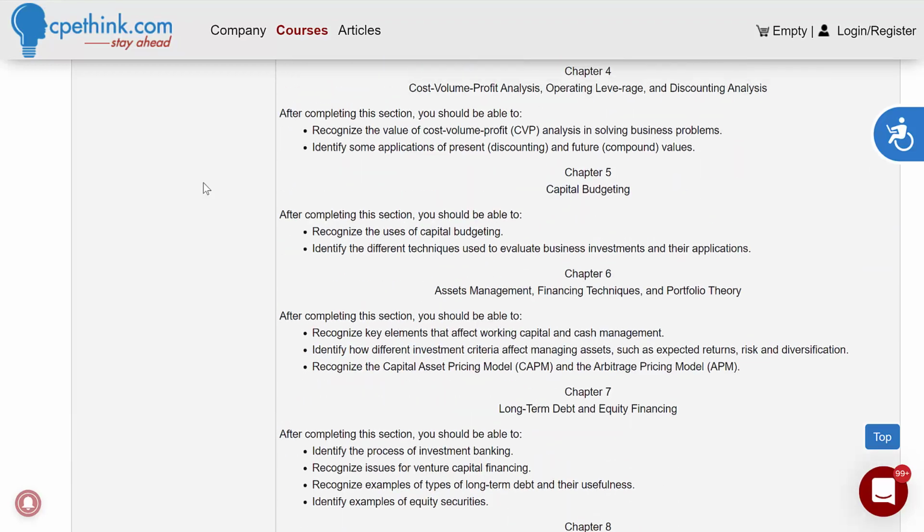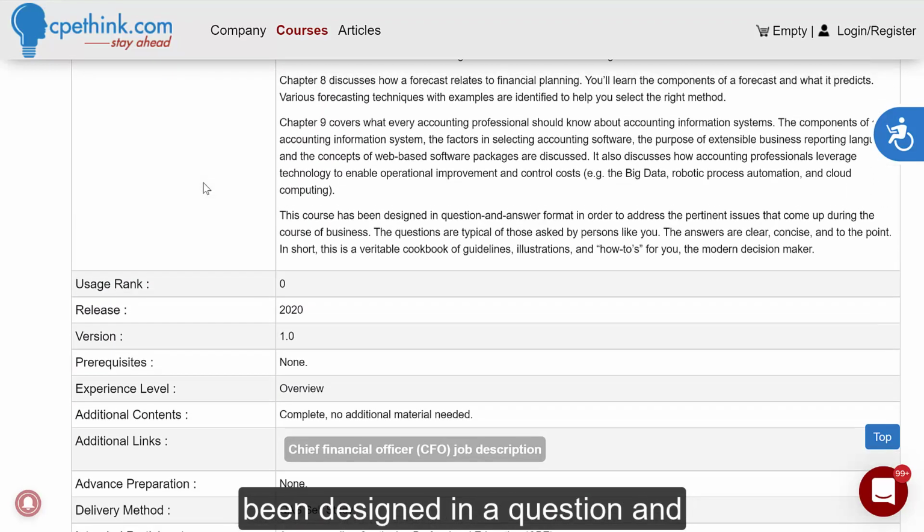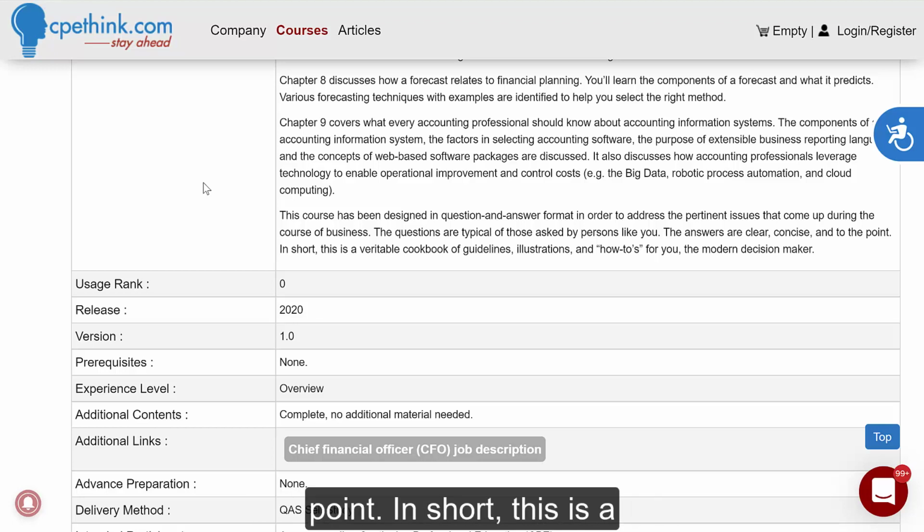So to summarize, this course has been designed in a question and answer format in order to address the pertinent issues that come up during the course of business. The questions are typical of those asked by persons like the student taking this course. The answers are clear, concise, and to the point. In short, this is a veritable cookbook of guidelines, illustrations, and how-tos for you, the modern decision maker.